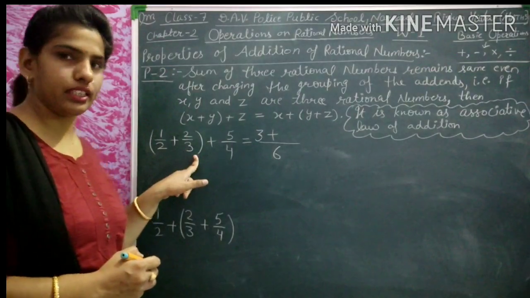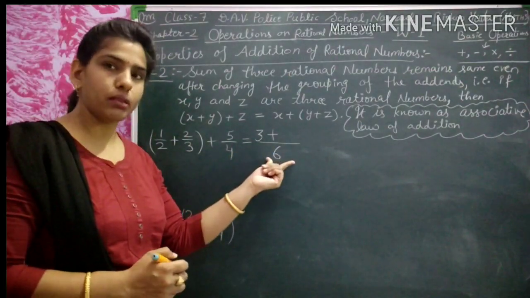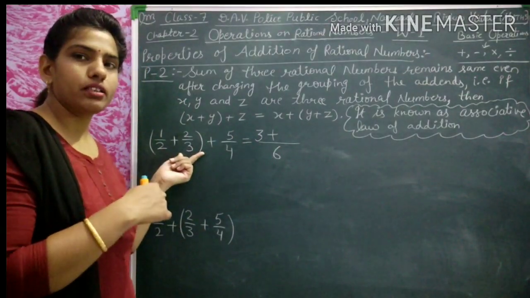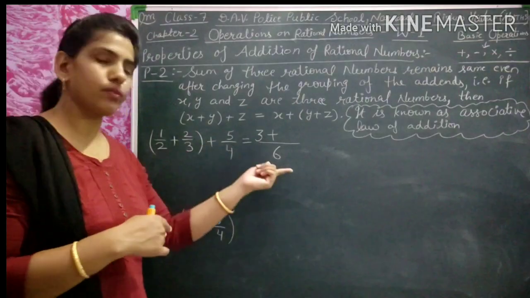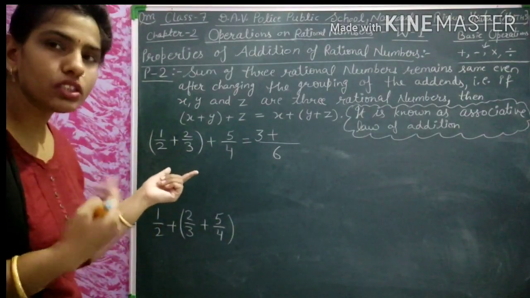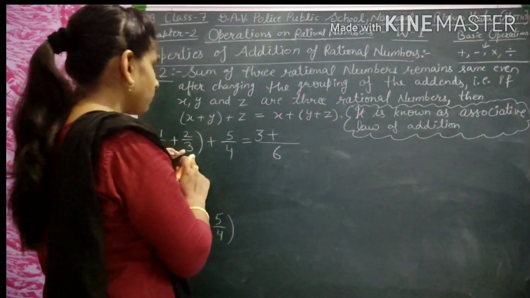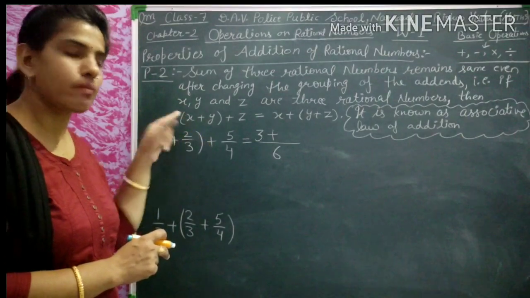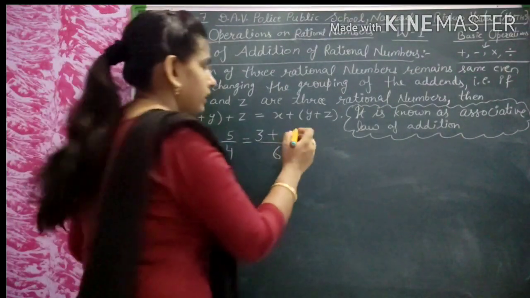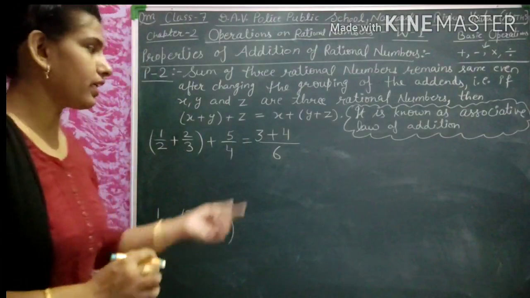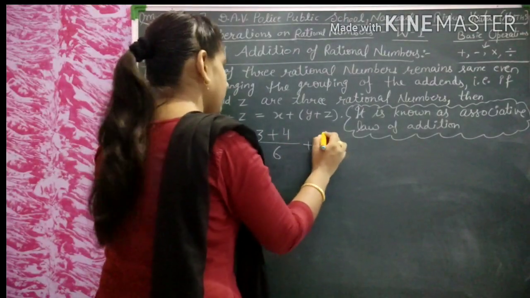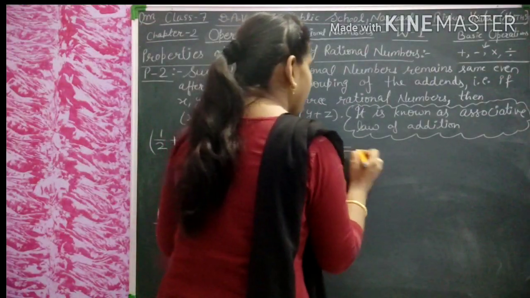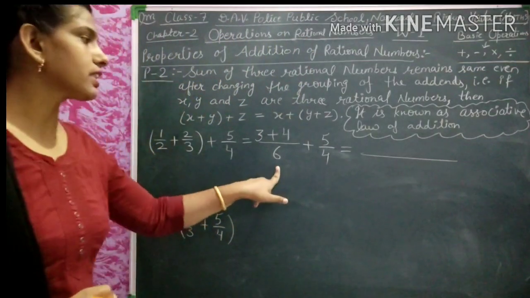And doing the same here, 3 has to become 6. Which number do we multiply? That is 2. 3 times 2 is 6. The same number 2 is multiplied in the numerator, that is 2 times 2, which becomes 4. And this stays the same, 5 by 4. And we get the numbers 6 and 4.